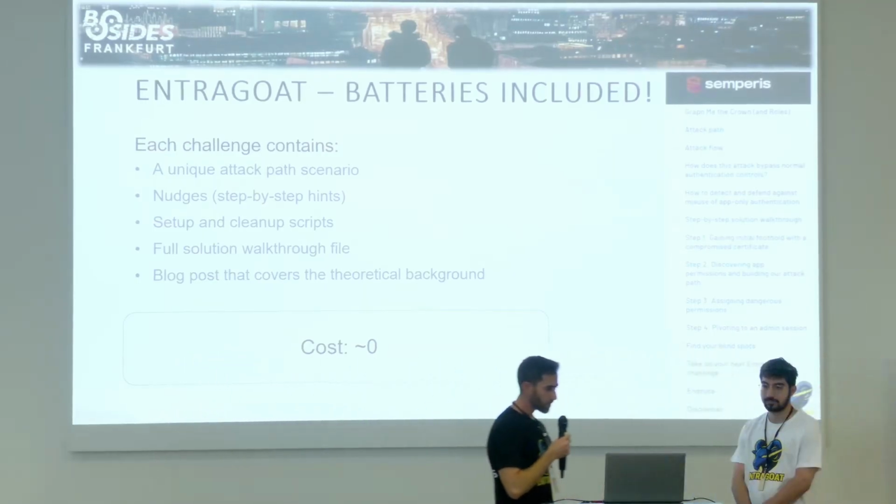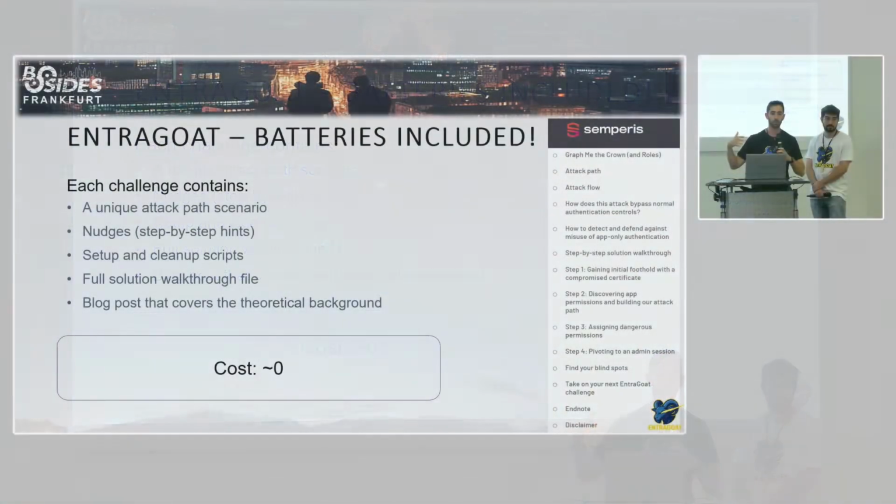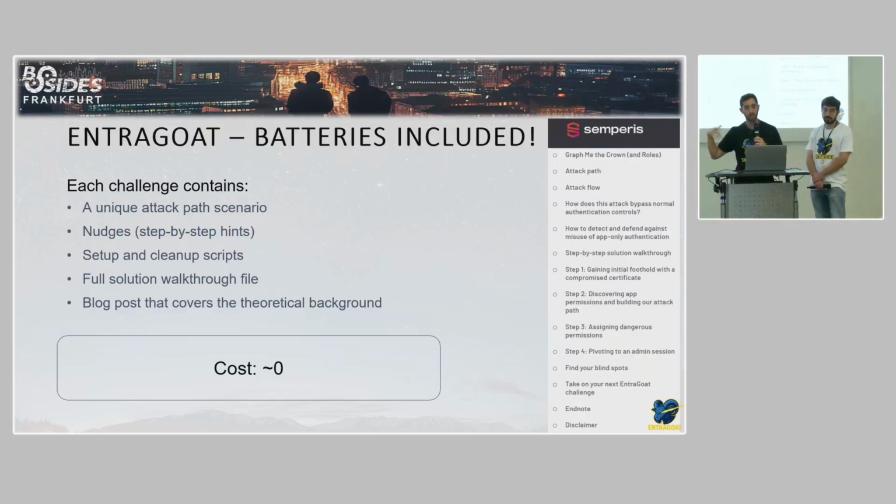And a bit more about the challenges themselves. Each challenge comes with 3 unique files. The first file is the setup script. Basically, you run the PowerShell script in order to deploy the vulnerable environment into your own test tenant. Then you have a cleanup script, because we do not want to leave your tenant vulnerable to any attacks after you learn the module. And we also have a full solution walkthrough and a blog post on the Semperis website on how to solve everything, with all the background behind each attack.